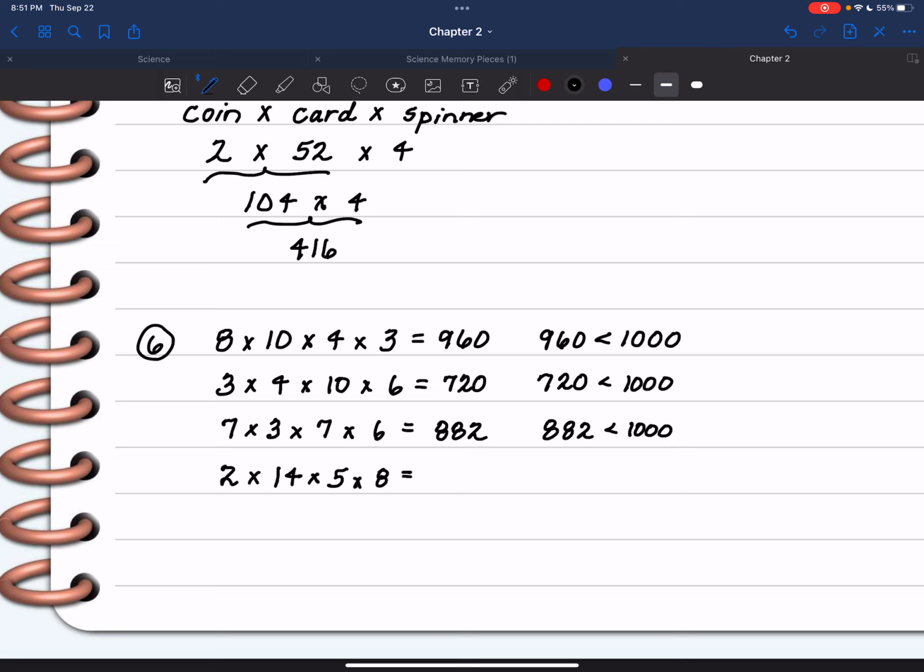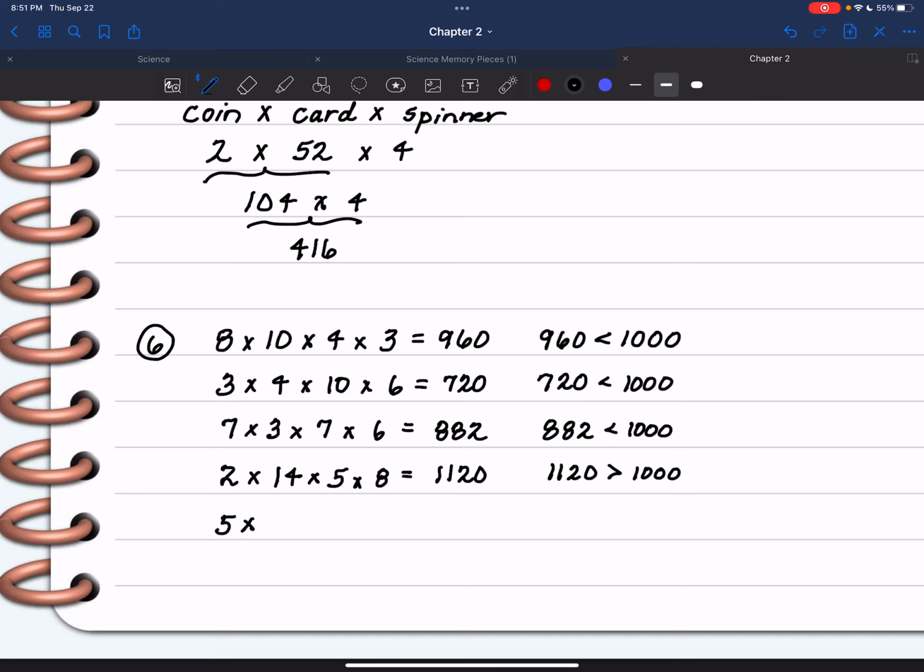2 times 14 times 5 times 8. Okay, this one looks pretty good because 1120 is bigger than 1,000. But because I know that I make mistakes, I'm going to try the last one.